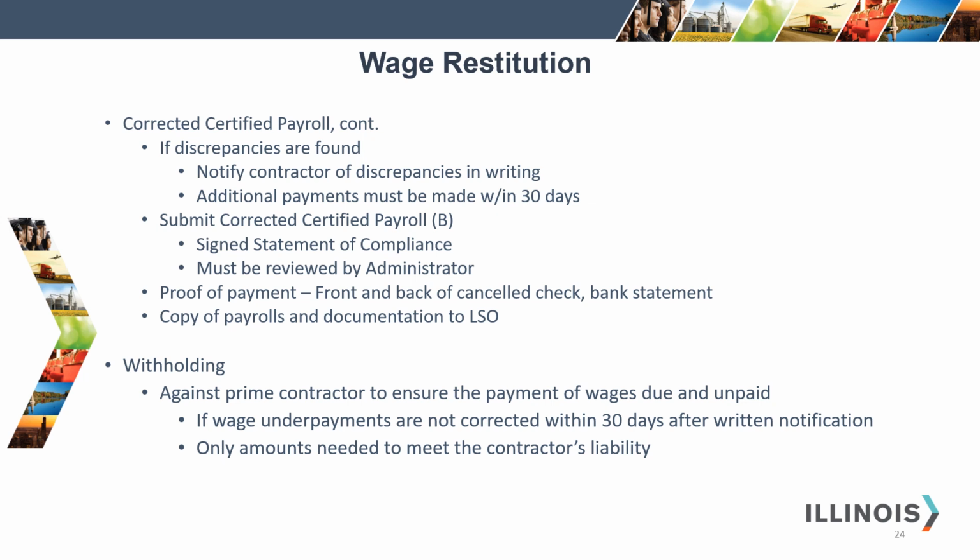You do have the right to withhold payment from the contractor to ensure the payment of wages due and unpaid are collected if wage underpayments are not corrected within 30 days after written notification, but only in the amounts needed to meet the contractor's liability.